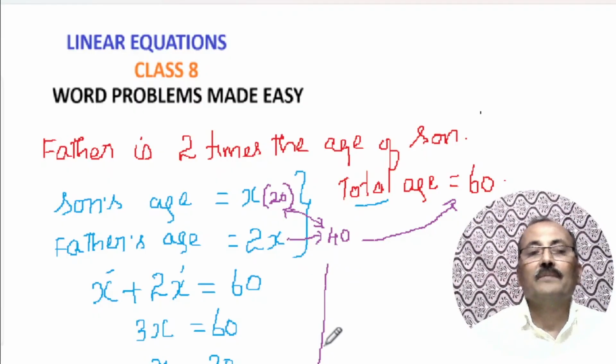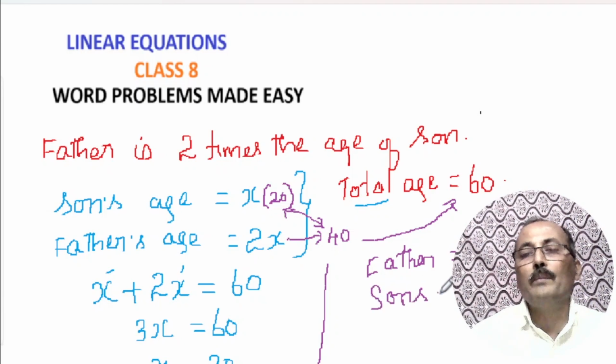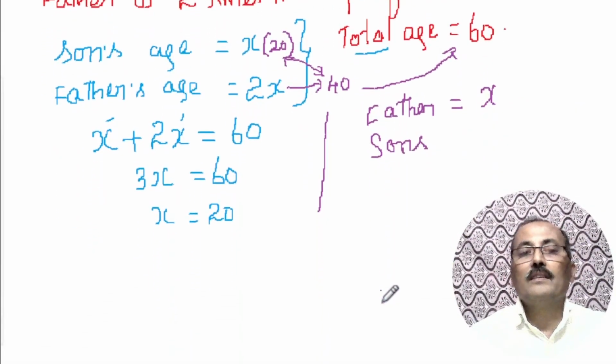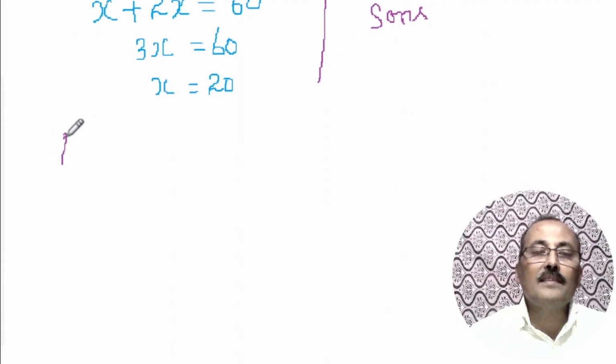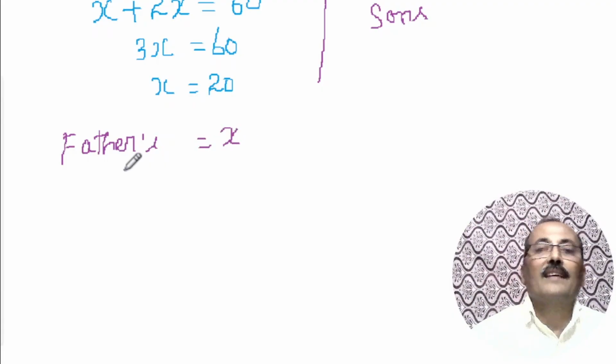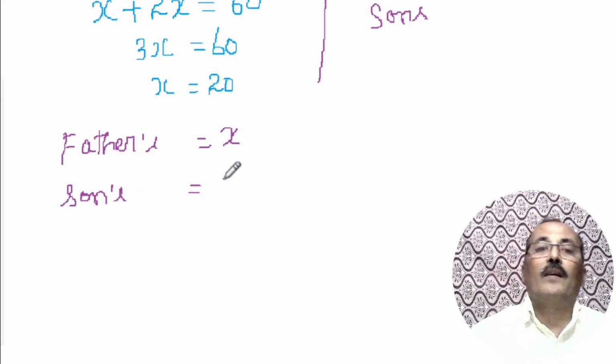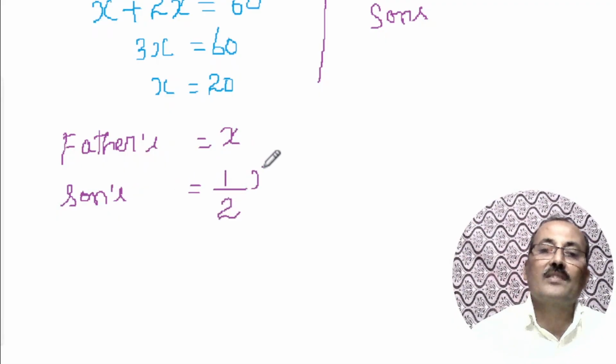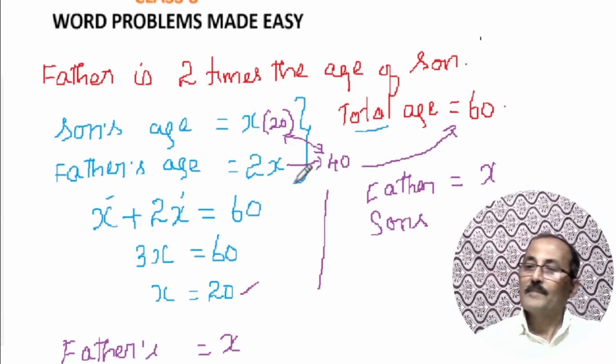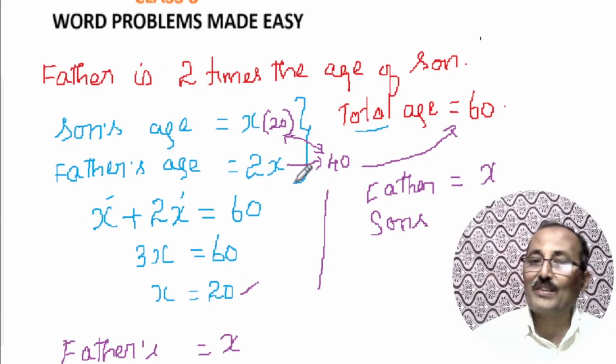Suppose, sir, what if you assume that the father's age is equal to x? What about the son's age? If the father's age is equal to x, the son's age will be half of the father's. Why? Because the father is 2 times. Now only it will be possible. You can go on doing. Are you able to understand? I hope you understand.